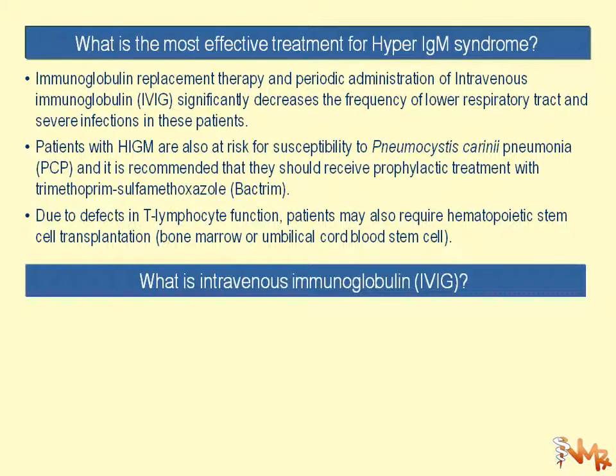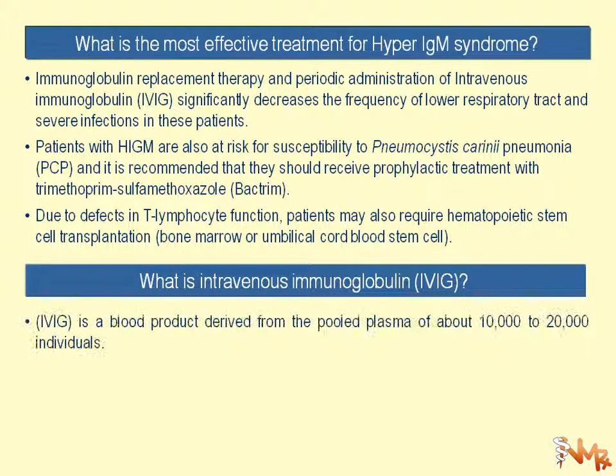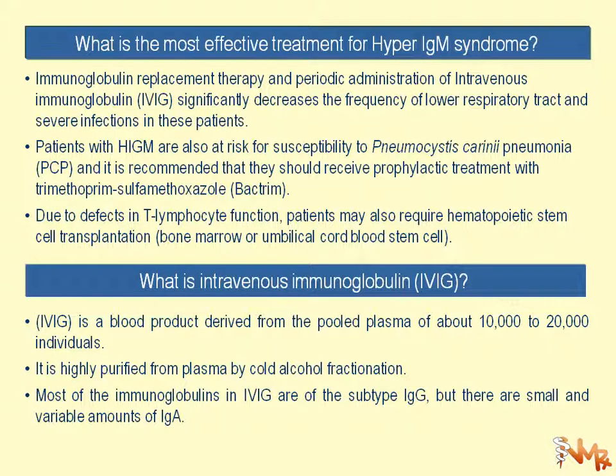What is intravenous immunoglobulin? IVIG is a blood product derived from the pooled plasma of about 10,000 to 20,000 individuals in the communities or specific geographic localities. It is highly purified from plasma by cold alcohol fractionation. Most of the immunoglobulins in the IVIG are of the subtype of IgG, but there are small and variable amounts of IgA as well.